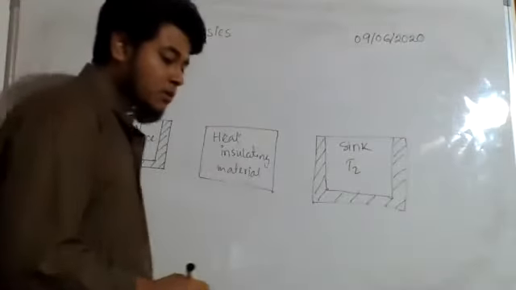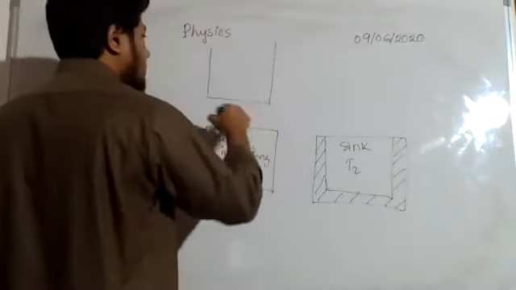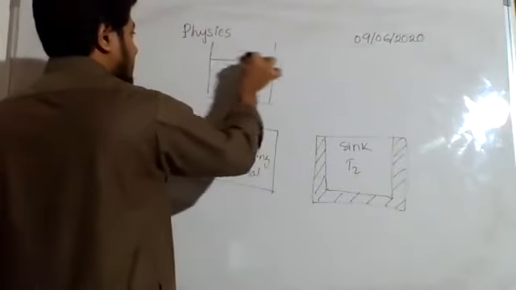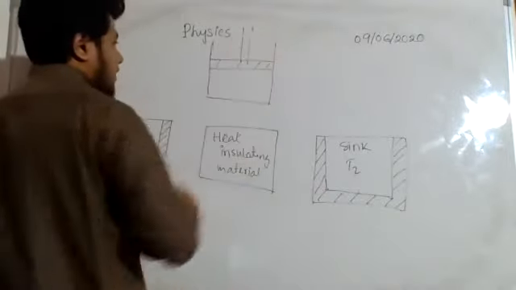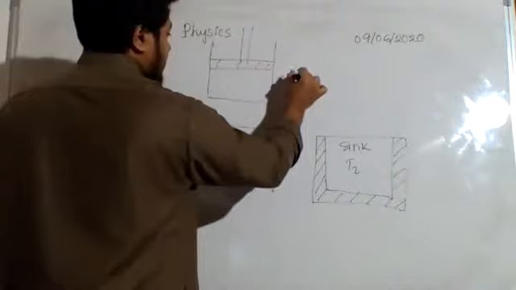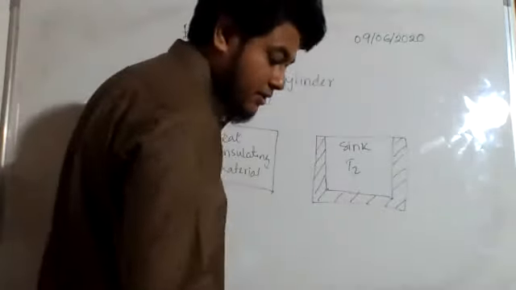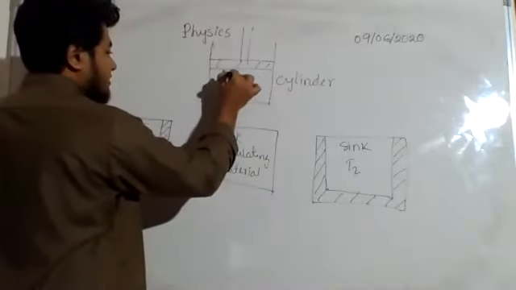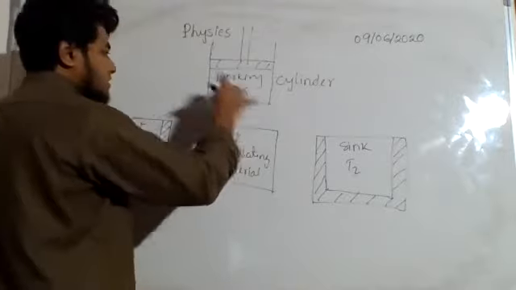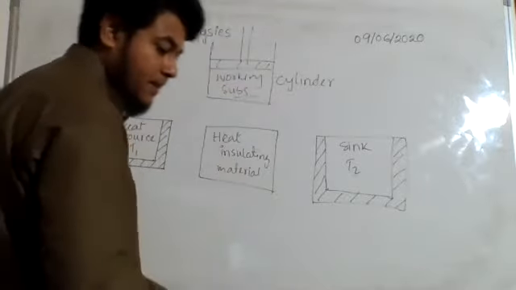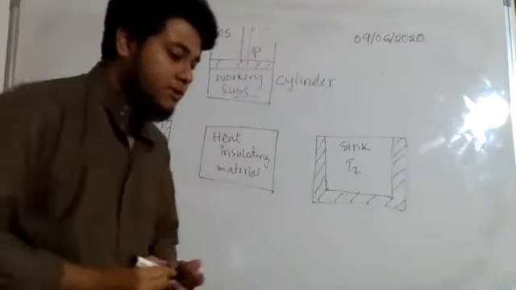Okay, now we have a working cylinder. This is the working cylinder where we will actually keep the gas. So this is the piston. Okay, so this is the cylinder in which we are keeping the gas, the working substance, that is the gas, it will be inside this. Okay, and this P represents the piston actually. Okay, so now let us go through.